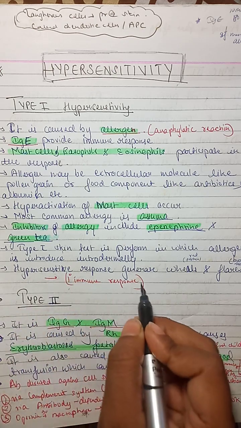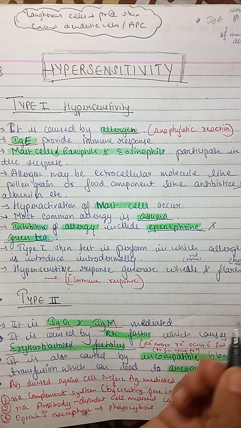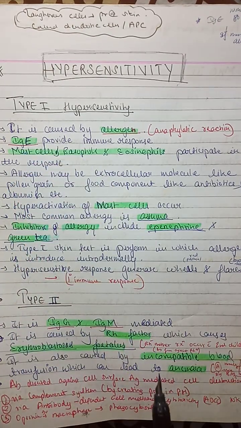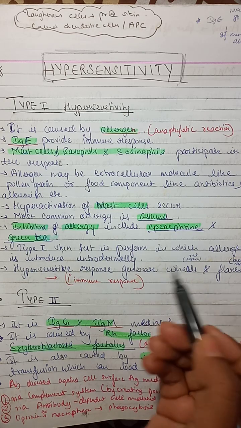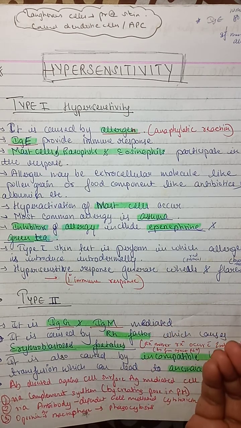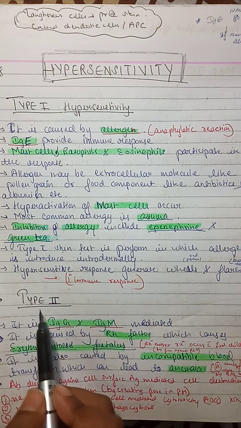The hypersensitive response generates wheals and flares. Basically, in type 1 the symptoms are red patches or a burning sensation, which we could call wheals and flares. Okay, so basically these are all primary immune responses.